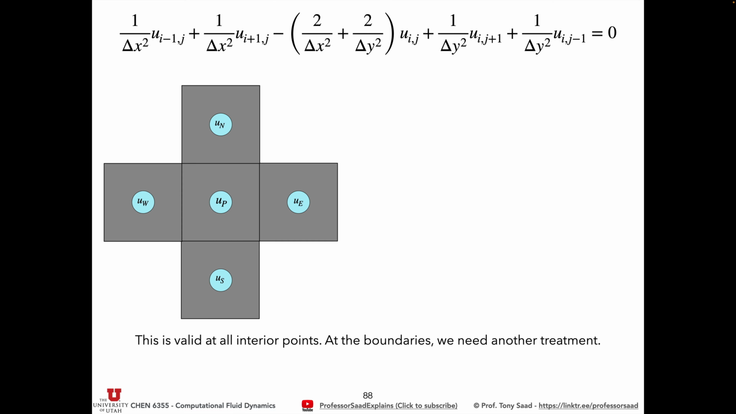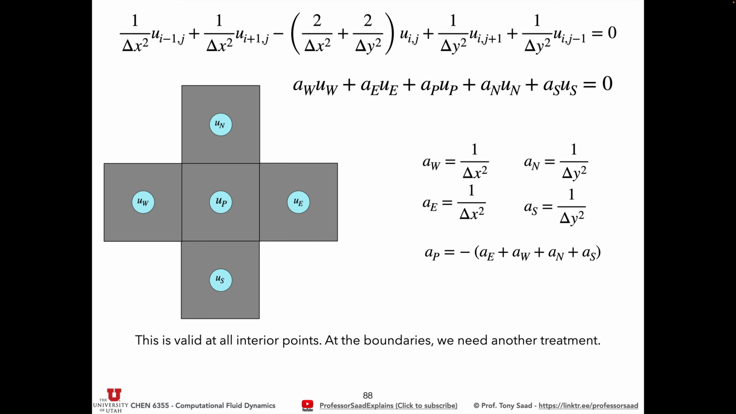In that case, we simply convert this equation to A west U west plus A east U east plus AP UP plus A north U north plus A south U south. This is the equation at point P. A west, A east, A north, and A south are given by 1 over delta x squared and 1 over delta y squared respectively, and AP is the negative of the sum of all of those coefficients. Now this is valid at all interior points, but at the boundaries we need another treatment.